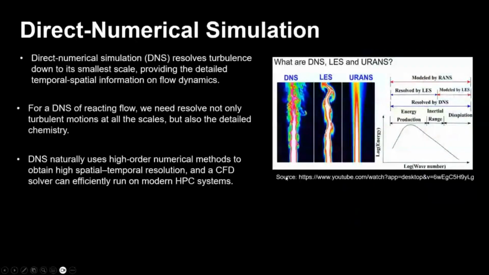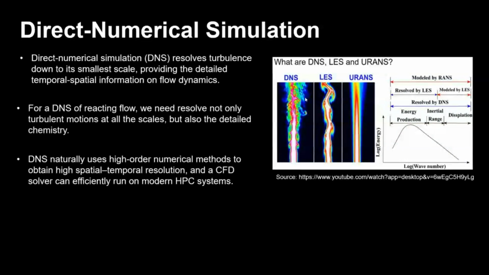In this study, we use the numerical approach named direct numerical simulation, DNS. Basically, DNS resolves the turbulence down to the small scale, the dissipation scale, or the Kolmogorov scale. So the simulation can provide detailed temporal and spatial information on fluid dynamics. You see some examples: for RANS, you basically only get the mean flow. For LES, you get large scale motions, but for DNS, you get all the motions from the large scale to the very small scale. So you have a very comprehensive database with all the information inside.